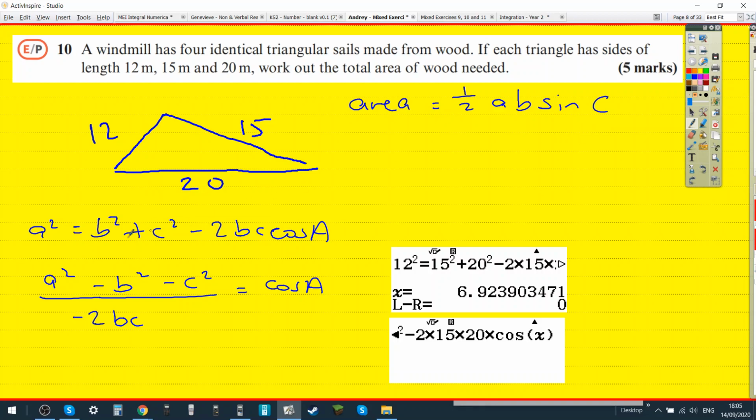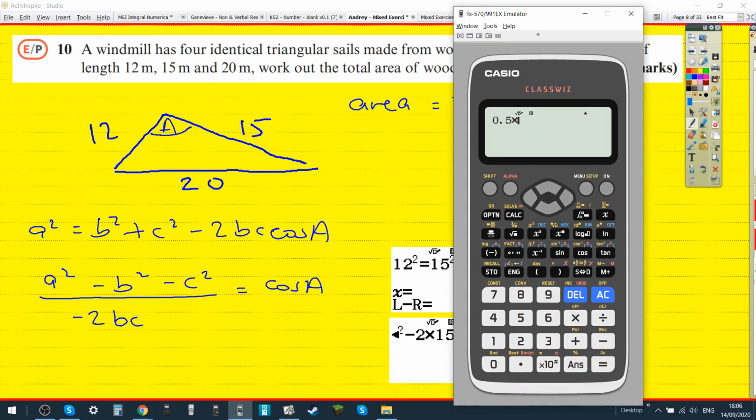So what did you sub in? What values? Yeah, I did 20 squared minus 12 squared minus 15 squared all over minus 2 times 12 times 15. Okay, so you snaked me. Yeah, that should work. Okay, go for it. And then, so will it be a half times 12 times 15 times sine 94.9? Mm-hmm.